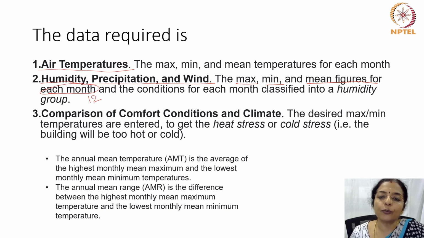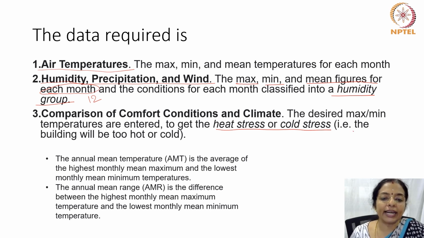And the conditions for which each month is classified into humidity group. What is meant by humidity group? We will see as we progress in the class. Then there is a comparison of comfort conditions and climate. The desired maximum, minimum temperature are entered to get heat stress or cold stress. So from the temperature that is entered in the tables, you will be able to arrive at what is the heat stress or cold stress. That is, the building will be too cold or too hot.